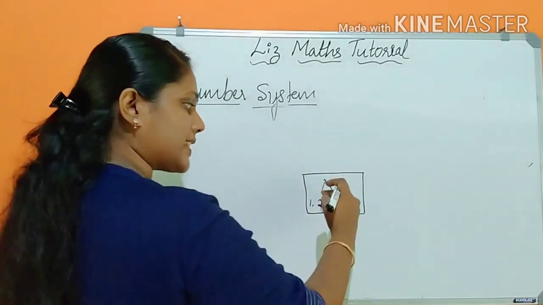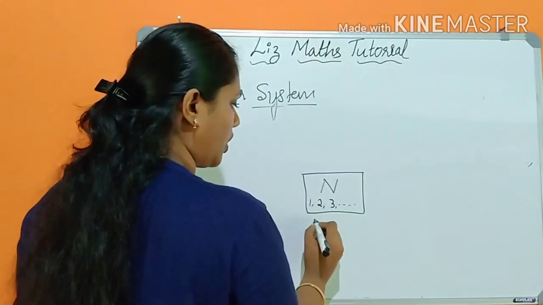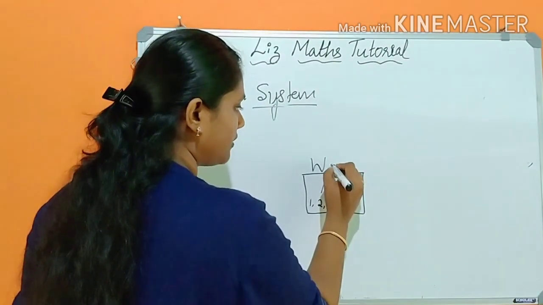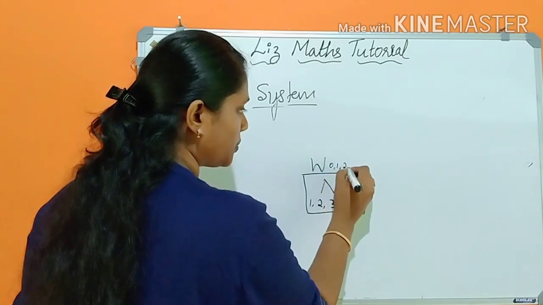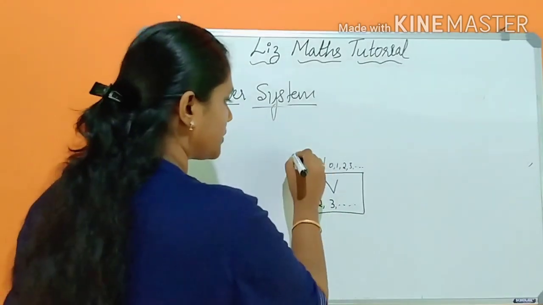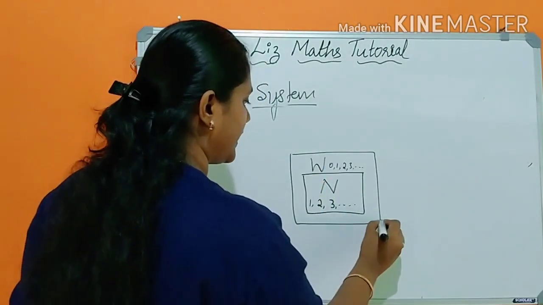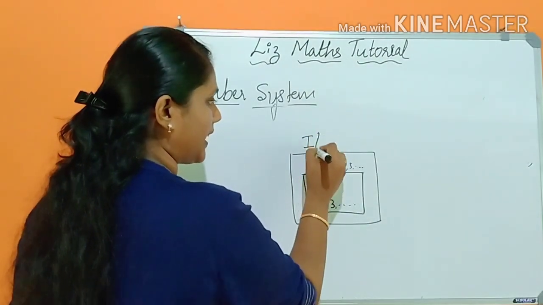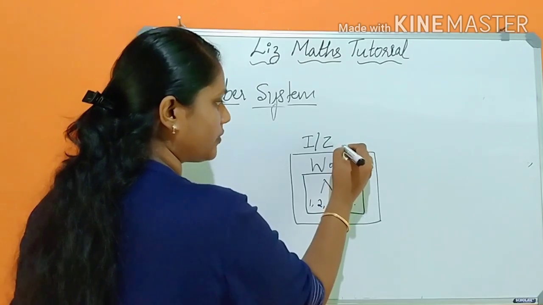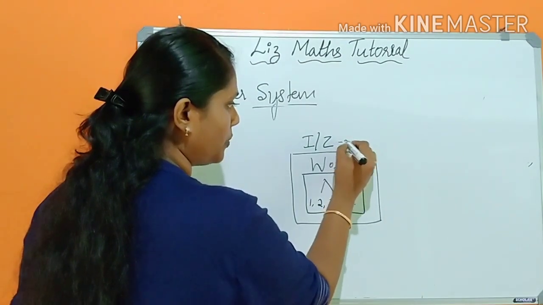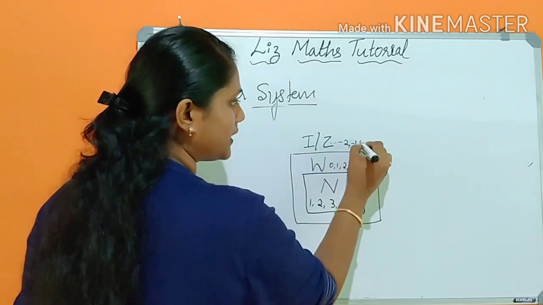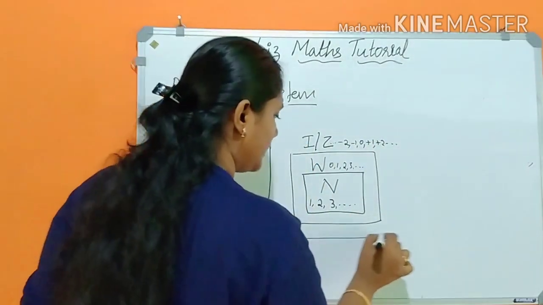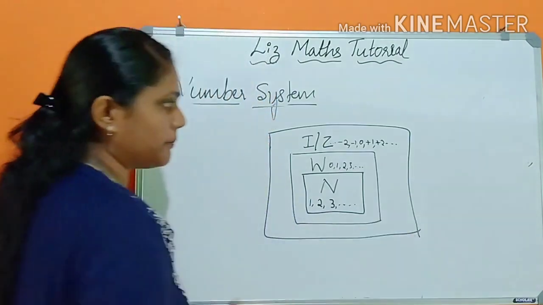Got it? Next, as an extension of the natural numbers, we have studied whole numbers. Which are the whole numbers? Whole numbers are 0, 1, 2, 3, etc. Next, we have learned integers. Integers can be denoted by I or Z. We know that they are minus 2, minus 1, 0, plus 1, plus 2, etc. It includes all the negative and positive numbers together.